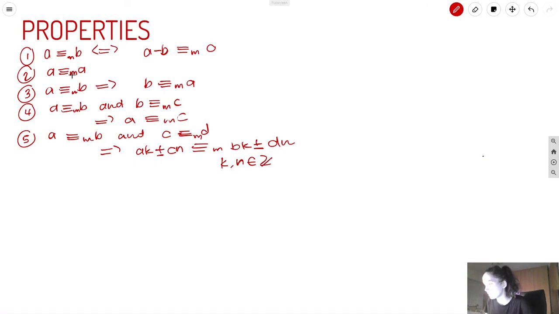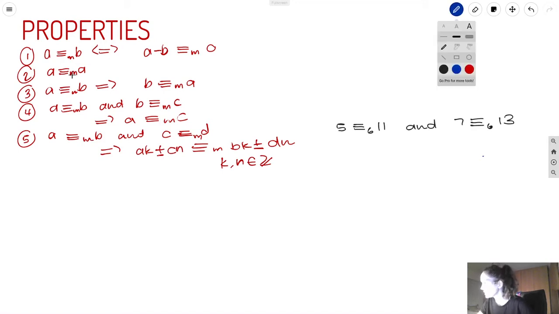So we can quickly look at an example. Say we had 5 is congruent to 11 mod 6, so this is true. And we have that 7 is congruent to 13 mod 6. So both of these are true. If you divide 5 and 11 by 6, both of them will leave a remainder of 5. If you divide 7 and 13 by 6, both of them will leave a remainder of 1. So we know this is true.